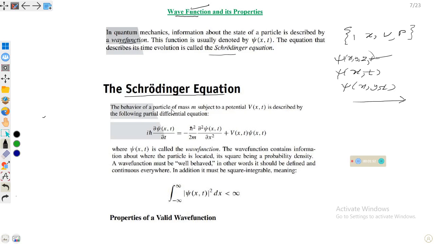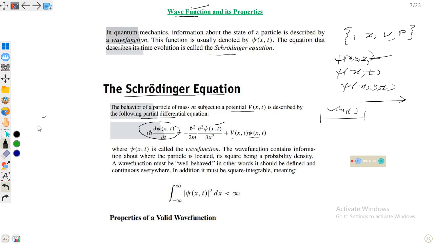The behavior of a particle of mass m which is subjected to some potential V of x, t is described by the following partial differential equation. For example, we have a particle under the influence of a potential V of x and t, described by the following: i h-bar partial psi over partial t is equal to minus h-bar squared over 2m, plus this whole term.